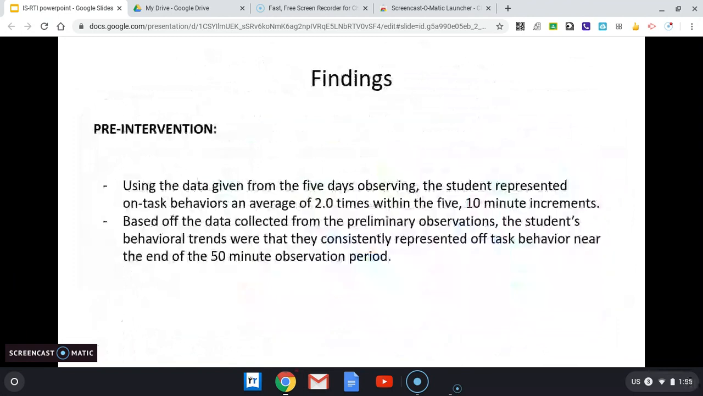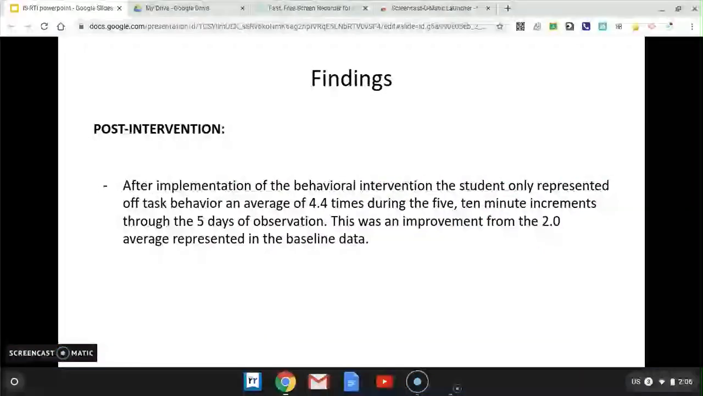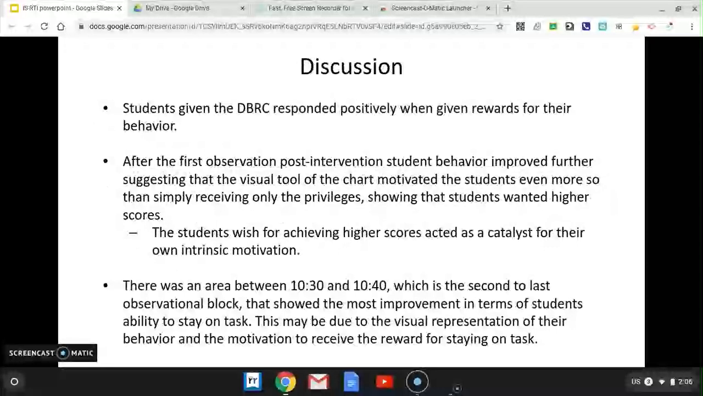So before the intervention was introduced, the student was averaging 2 times on task in the 10-minute increments. And they were more likely off task towards the end of that 50-minute observational period. After the intervention was introduced, however, the student was observed on task an average of 4.4 times during the 5 10-minute increments for a 5-day observation. This is a far improvement from the 2.0 that was represented in the baseline data.